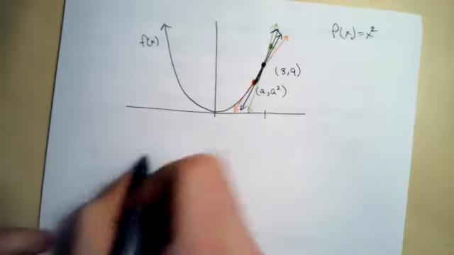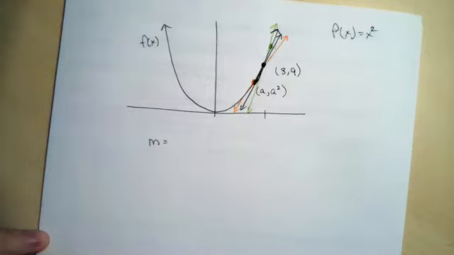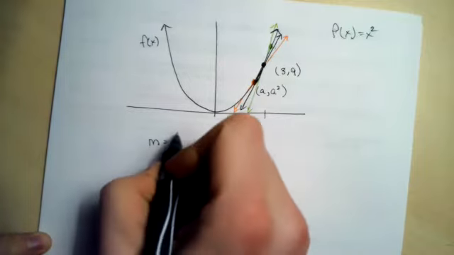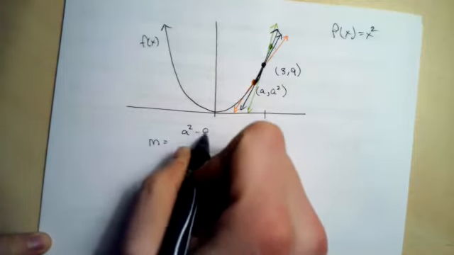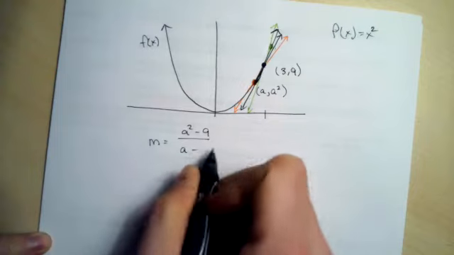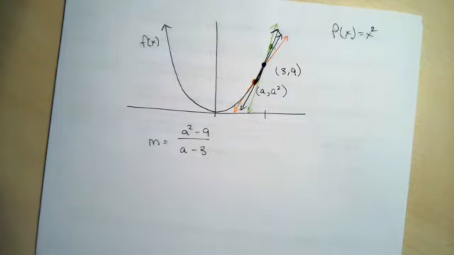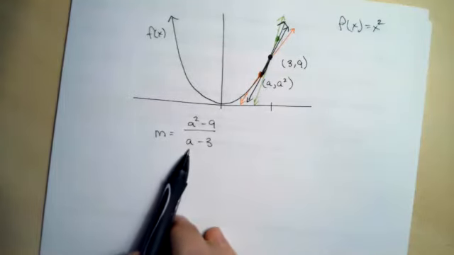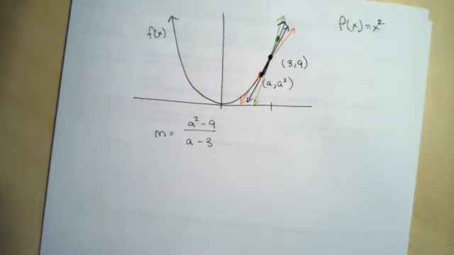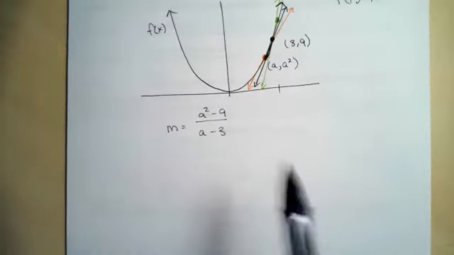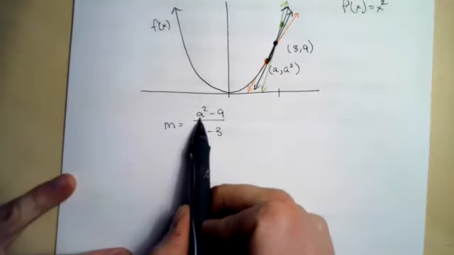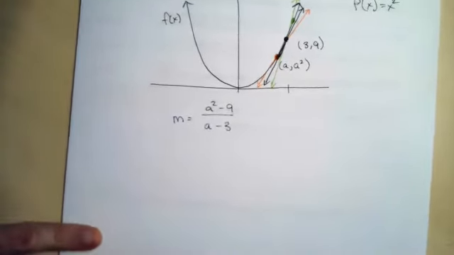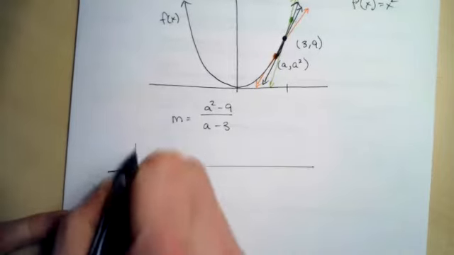The problem with this is that, well, how do we describe the slope? The slope is rise over run, so it's the change in y values over the change in x values. And what's going to happen if I put a is equal to 3? We'll get 0 over 0. So we get one of these indeterminate forms. And so what we're going to do in the in-class activity is approximate that. Let's pick a values that are really close to 3, 2.9, 2.99. We'll make a table.